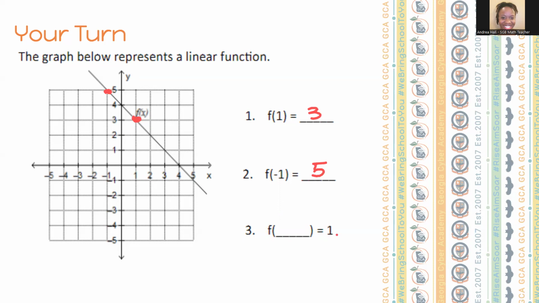And then it says f of blank equals 1. So the y value is 1. What's the x value? So you're looking for when the y value is 1. The x value is 3. So f of 3 equals 1. When they give you the y value, that means you're looking at the y-axis. I hope this function notation makes sense. If it doesn't, rewind, watch it again, and ask your teacher questions.